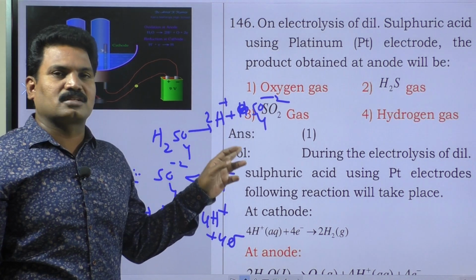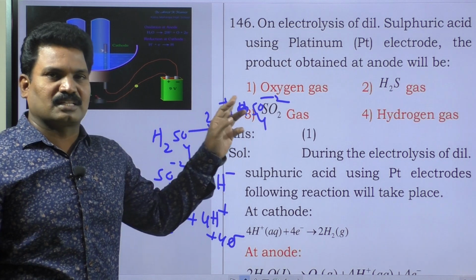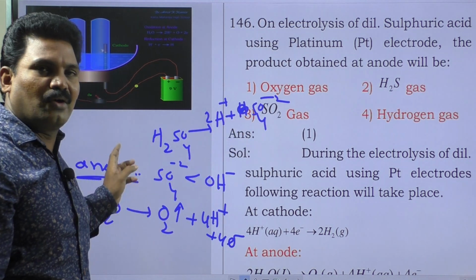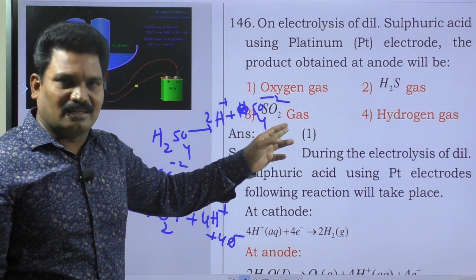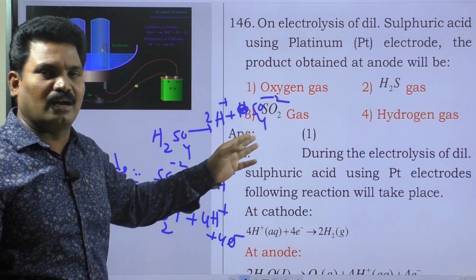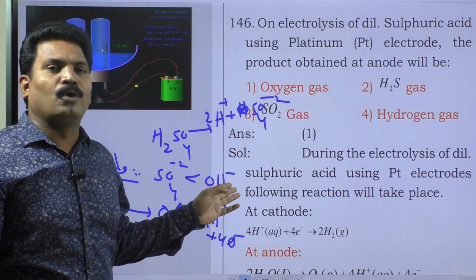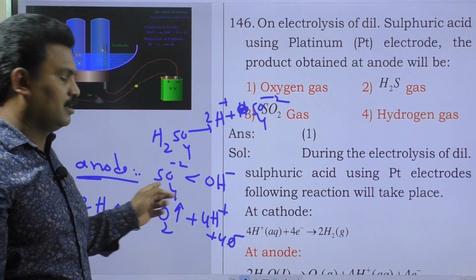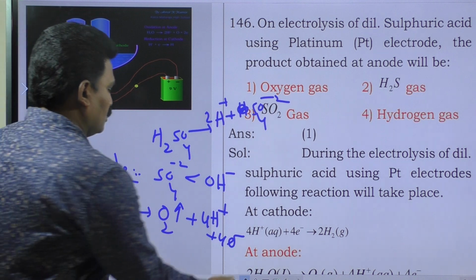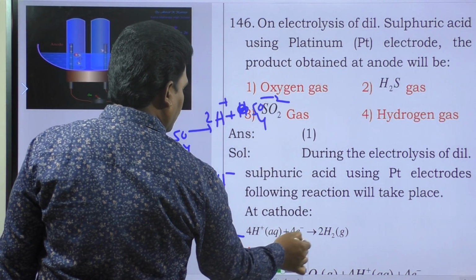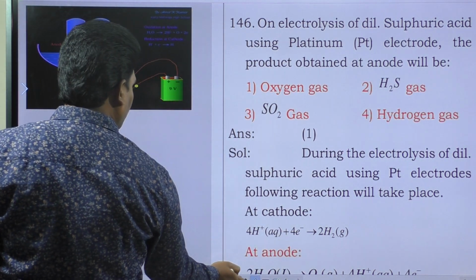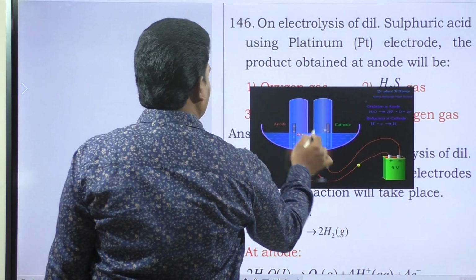Sulfuric acid on electrolysis gives 2H plus and sulfate anion. Anode is a positive electrode, it attracts the anions, negative ions, sulfate ion and OH minus ion because it is an aqueous solution. But deposition order is OH minus higher compared to sulfate anion. So 2 moles of water give rise to O2 gas liberated at anode. I have one video, look at the video.